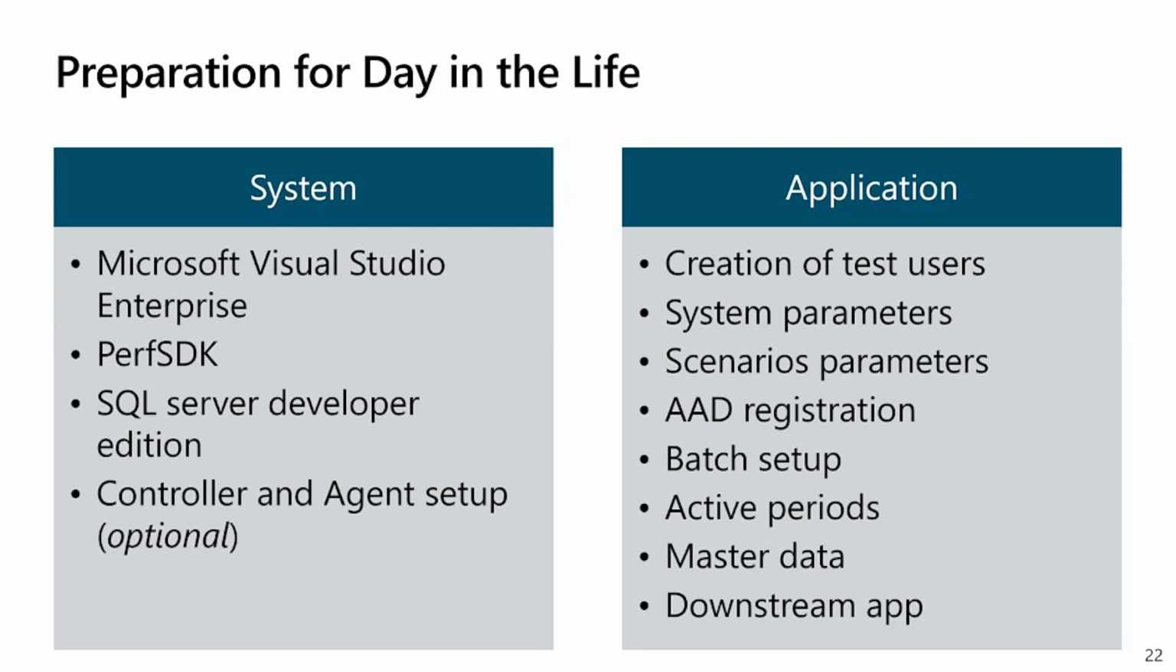Then I set up the AAD registration because I have a downstream application connecting to the system. Besides that, for the batch setup, I have to set up the batch job priority, based scheduling, and active period based on the mixed workload diagram I mentioned before. And also the transactional data and downstream application. Finally, I got help from the customer to provide me the downstream application endpoint for the live testing.